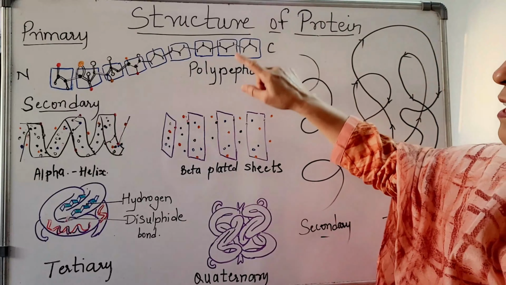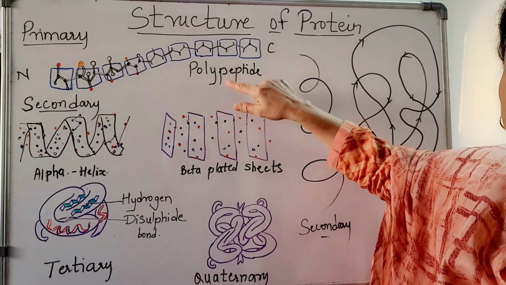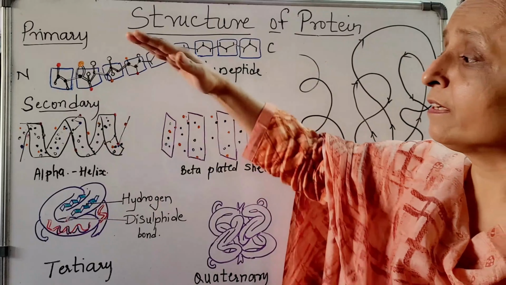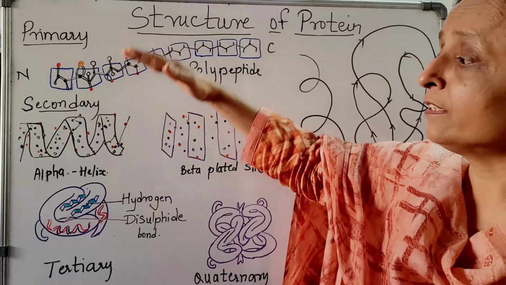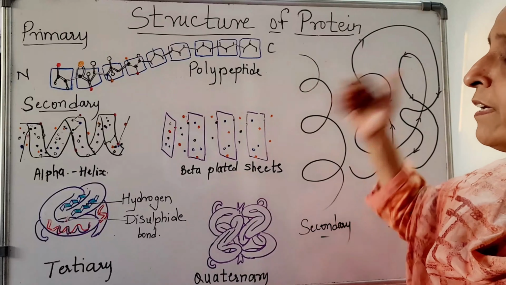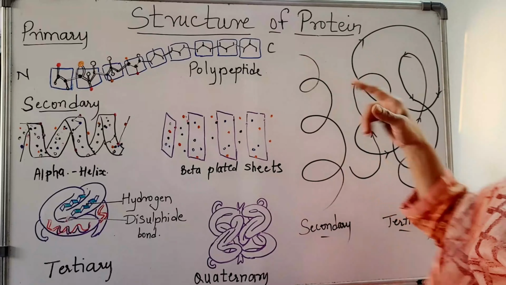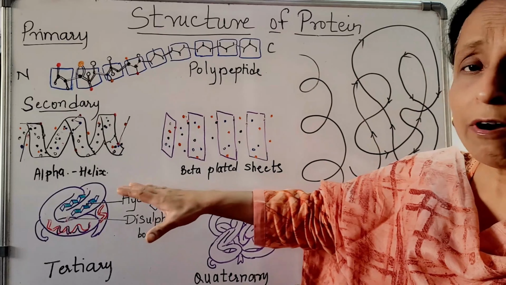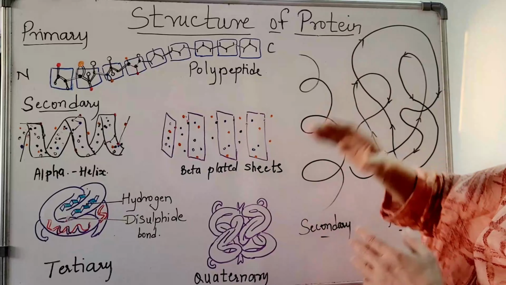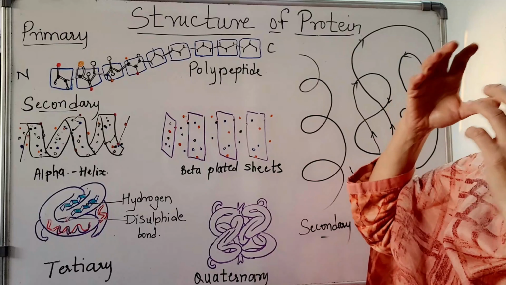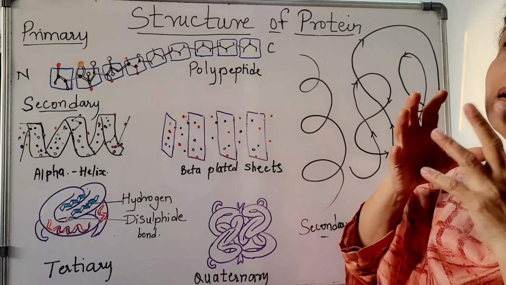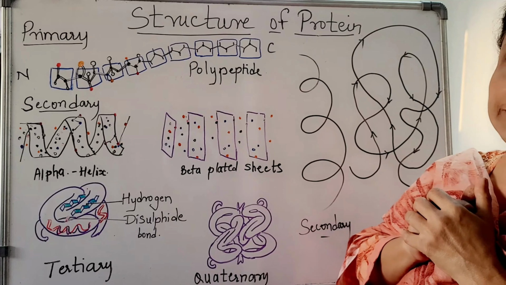Why? Because they are formed from this polypeptide, one chain of amino acids. They form a helical structure. This is an example, here you can see the alpha helix. They form pleats, beta pleated sheets. Then they form tertiary structures like this, a complex tertiary structure. Then they form quaternary structure where different types of proteins are entangled to form a complex protein.